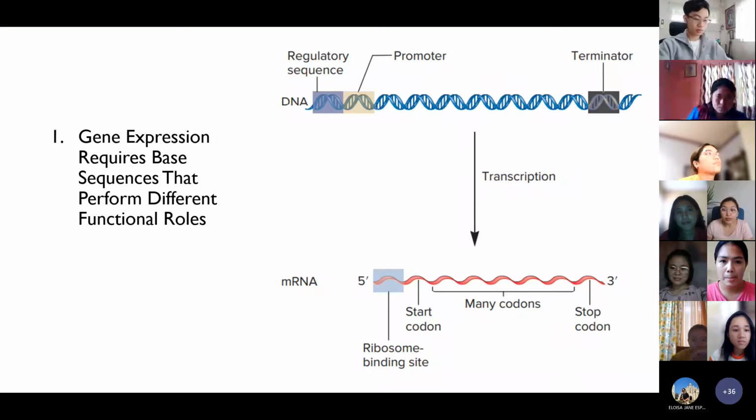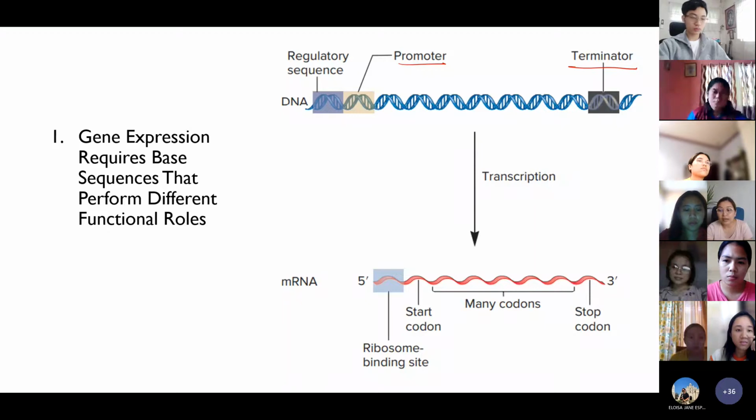So the promoter would provide a site that would begin the transcription, and the terminator would specify the end of the transcription. So promoter, from the term itself, would promote or start the process, and the terminator would be the one to end the process. So these two sequences would cause the RNA synthesis to occur within a defined location. If you can see in our figure here, our DNA will be transcribed into our RNA from the promoter, from this side, to the terminator.